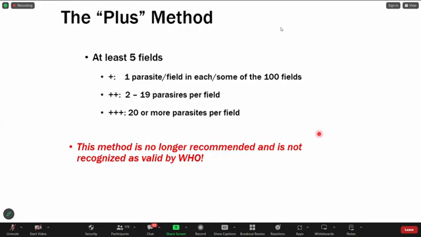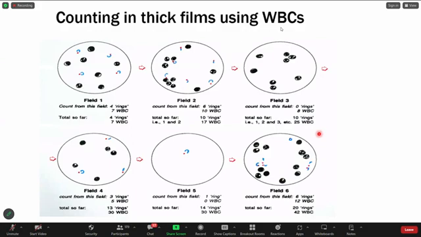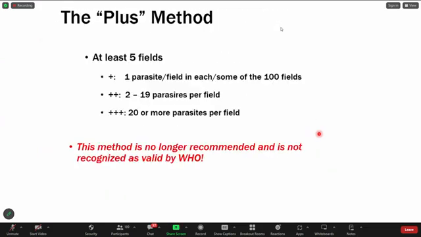Before we report using the plus method, we are advised to check at least 5 fields, because if I can take you back to this representation of ours, in the first 2 fields here, there were white blood cells and the parasites. But again, in field number 3, there are no parasites. In field number 5, there is a parasite, but there are no white blood cells. So if you are going to report by the plus method, you need to examine at least 5 fields. You can even go up to 10 to see how the parasites are distributed.